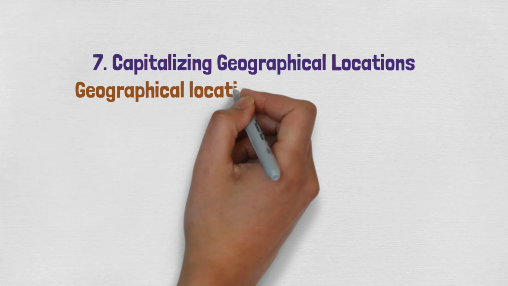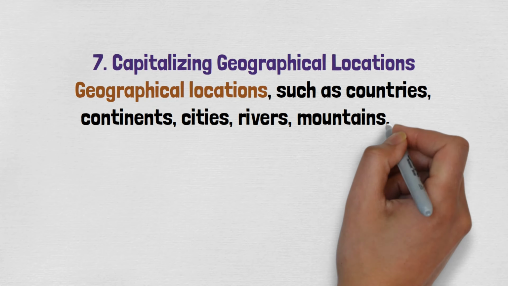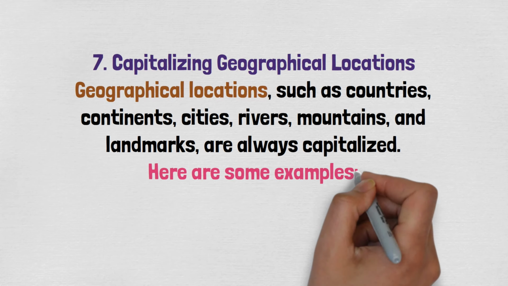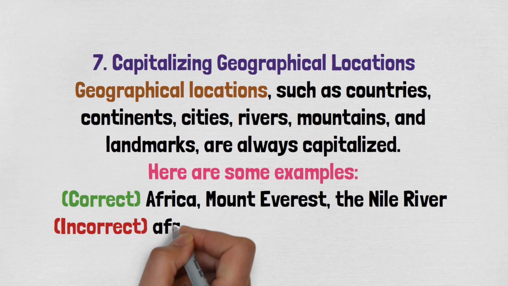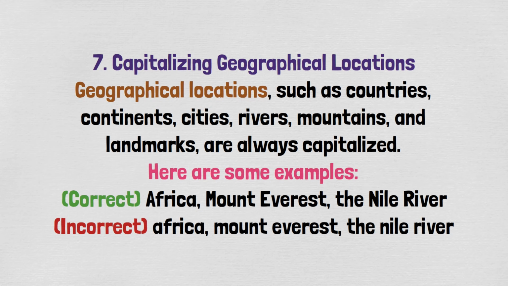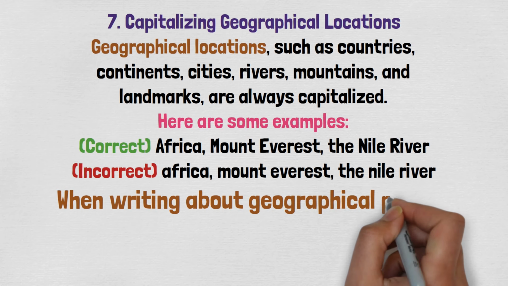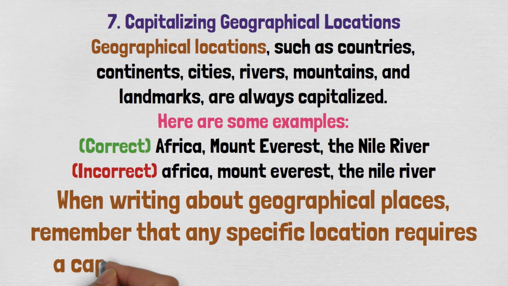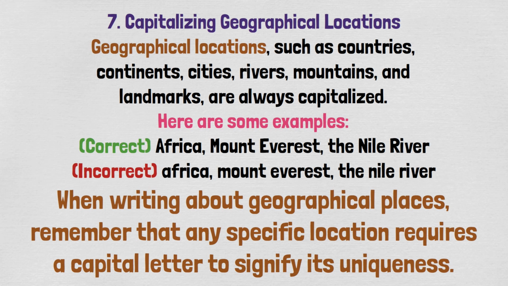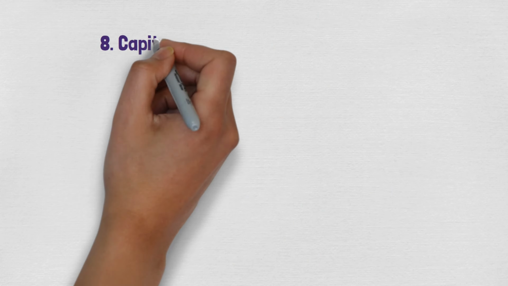7. Capitalizing geographical locations. Geographical locations such as countries, continents, cities, rivers, mountains, and landmarks are always capitalized. Here are some examples. Correct: Africa, Mount Everest, the Nile River. Incorrect: africa, mount everest, the nile river. When writing about geographical places, remember that any specific location requires a capital letter to signify its uniqueness.